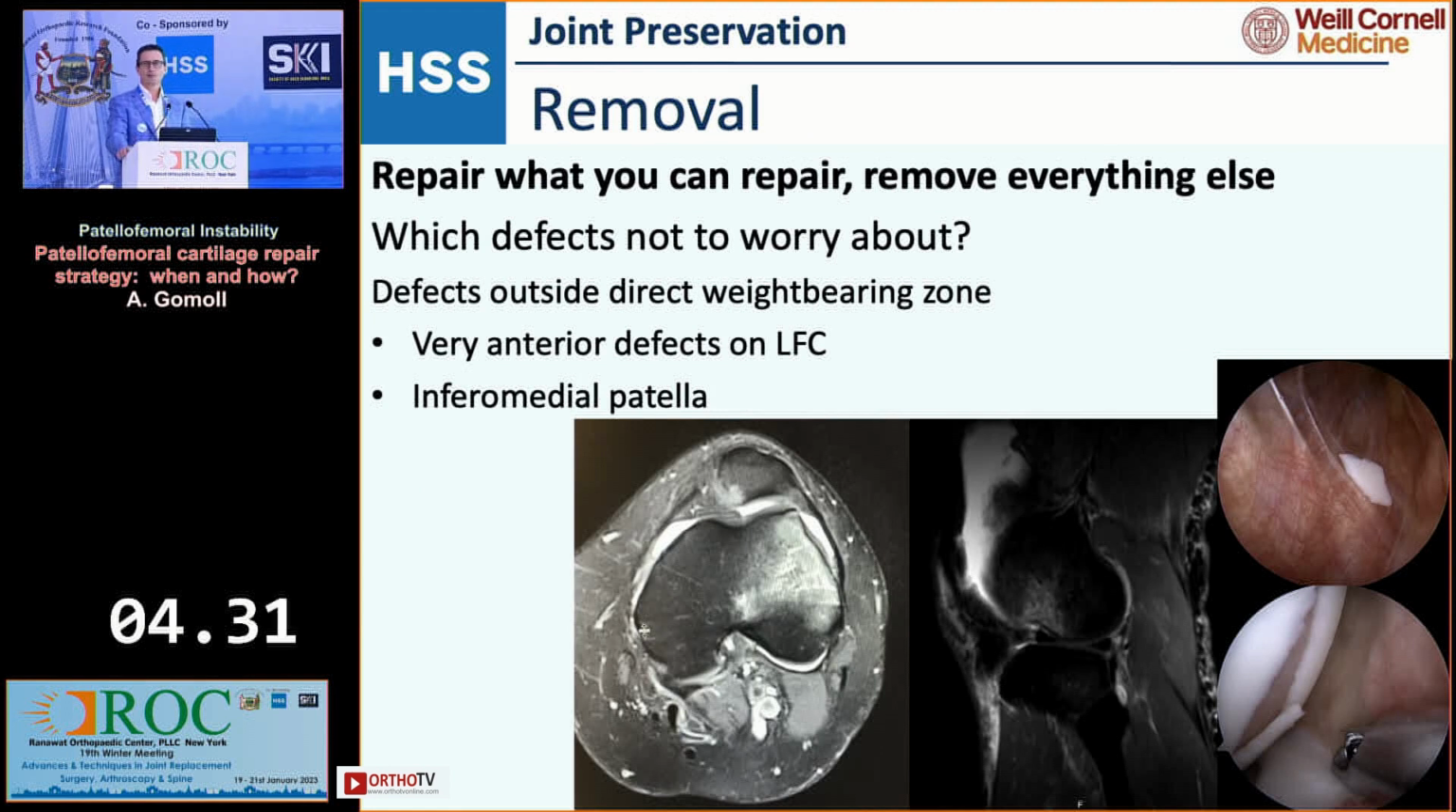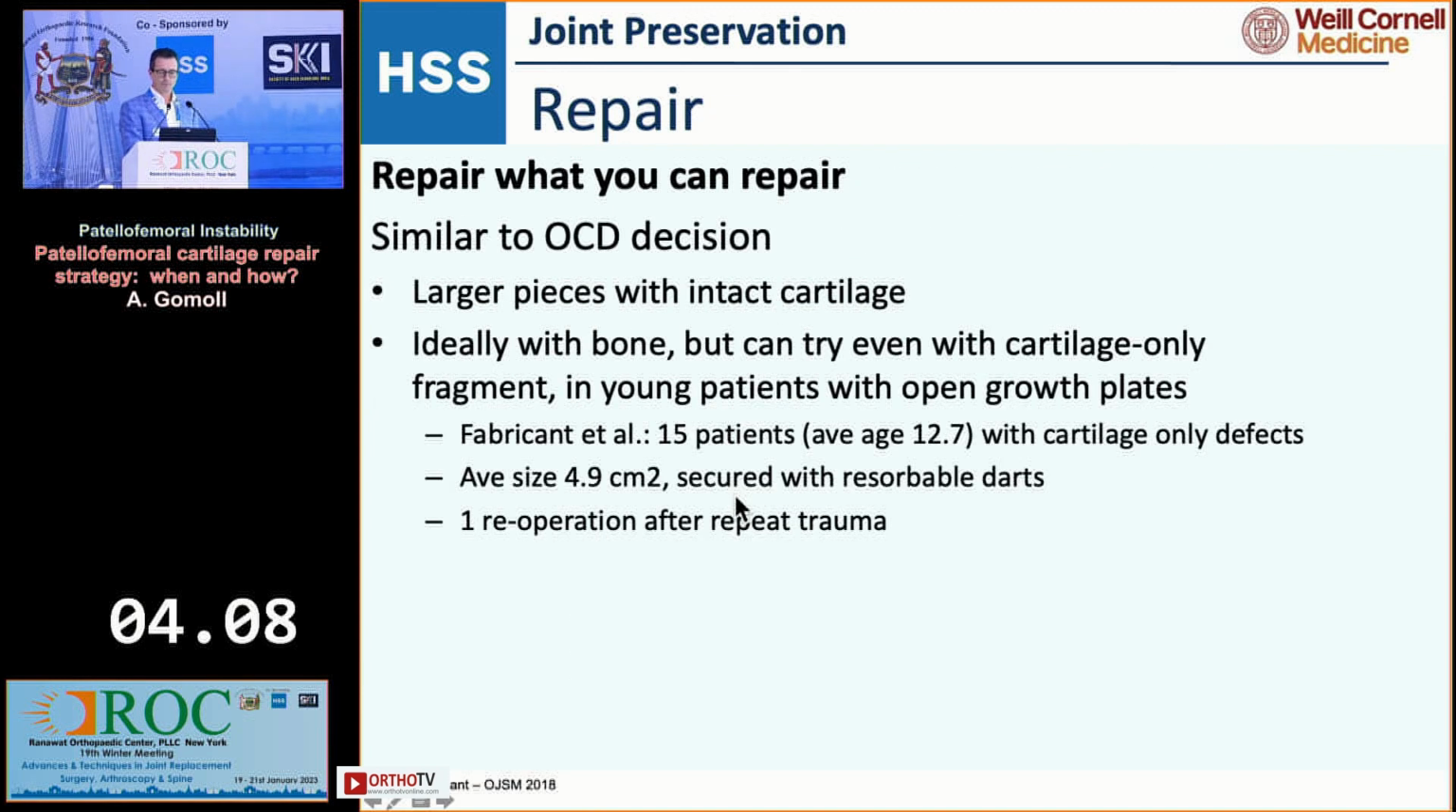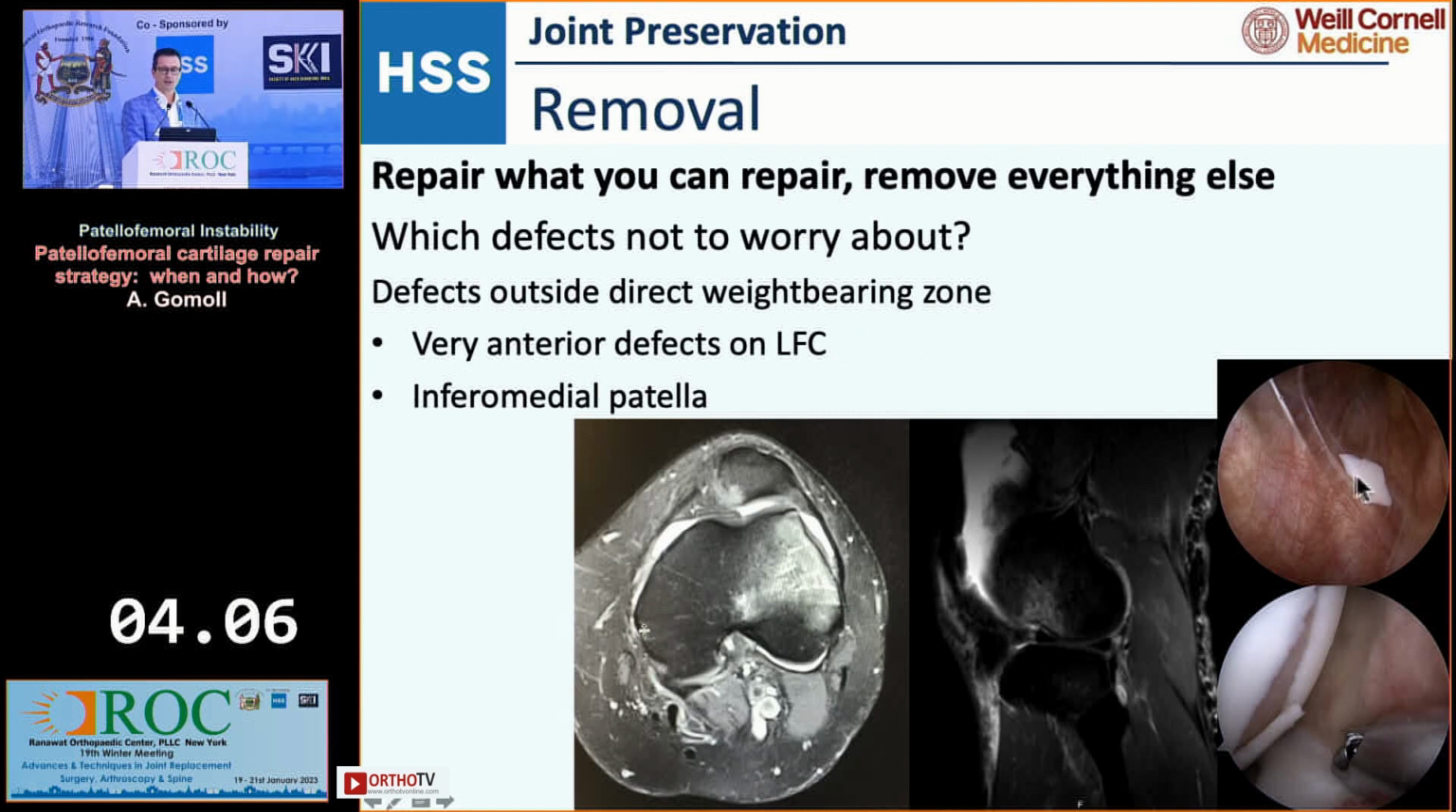So how do we deal with an osteochondral fracture or a chondral delamination in the setting of instability? I always like to repair it. These are young patients. I like to repair if I can repair. Sometimes you can. In this case, you remove the fragment. So as mentioned, which defects not to worry about? This most inframedial patella facet, there's a small little cartilage-only fragment in the gutter. Those defects, I worry about the instability. I take out the loose body. I don't worry about cartilage.